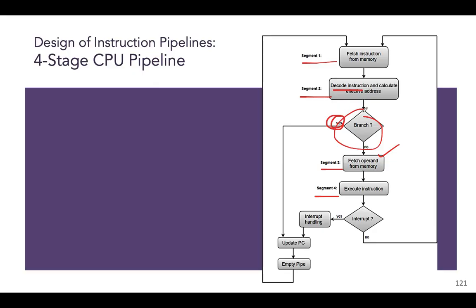For now, let's just say that after decoding the instruction, we find out that it is not a branch instruction, it's a normal instruction. So we move on to the next segment, and the operands are fetched from the memory because the address was computed here, right? In segment 4, the instruction is then executed, and then we check for interrupts.